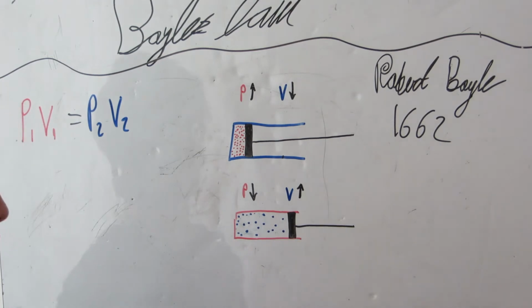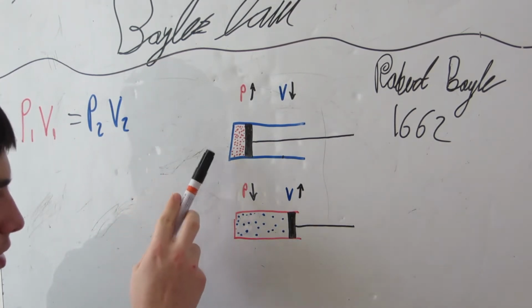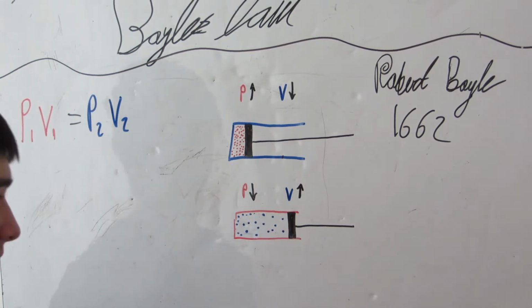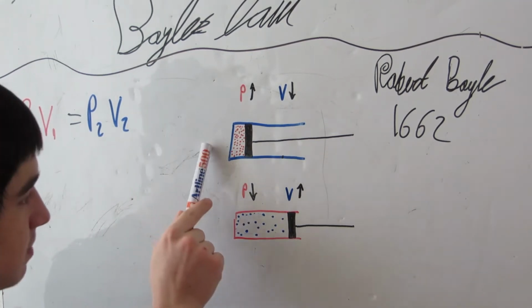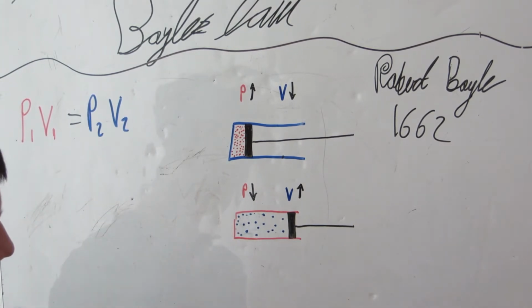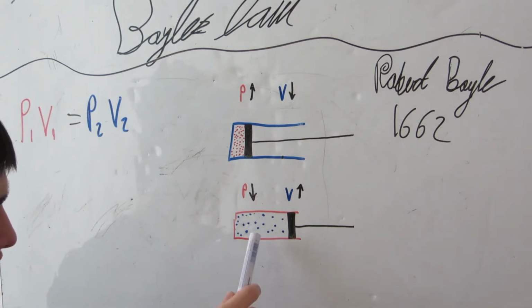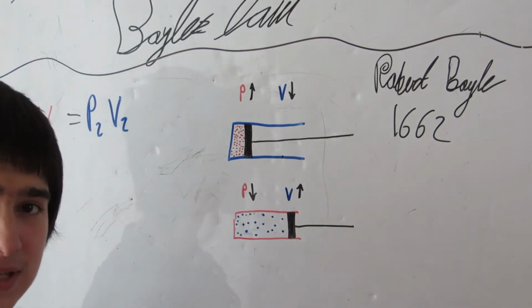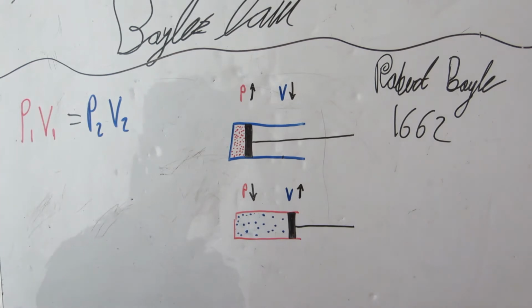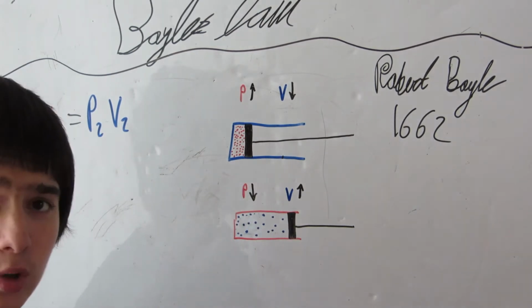Imagine we have two pistons, the blue piston B and the red piston R. We can see in piston R that the molecules and atoms of air are moving freely and have a big space to move around in. And you can see there's an arrow that says P for pressure going down and V for volume going up.